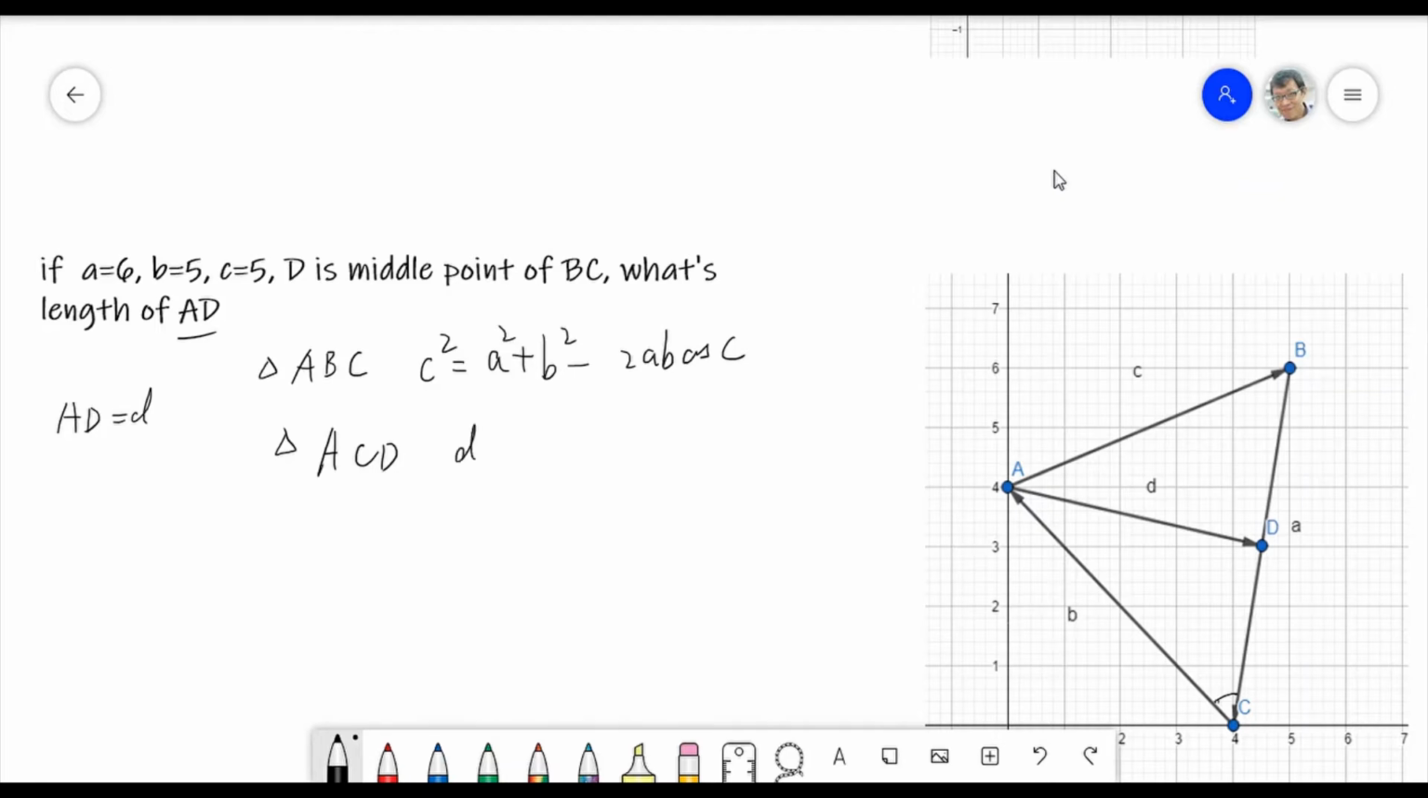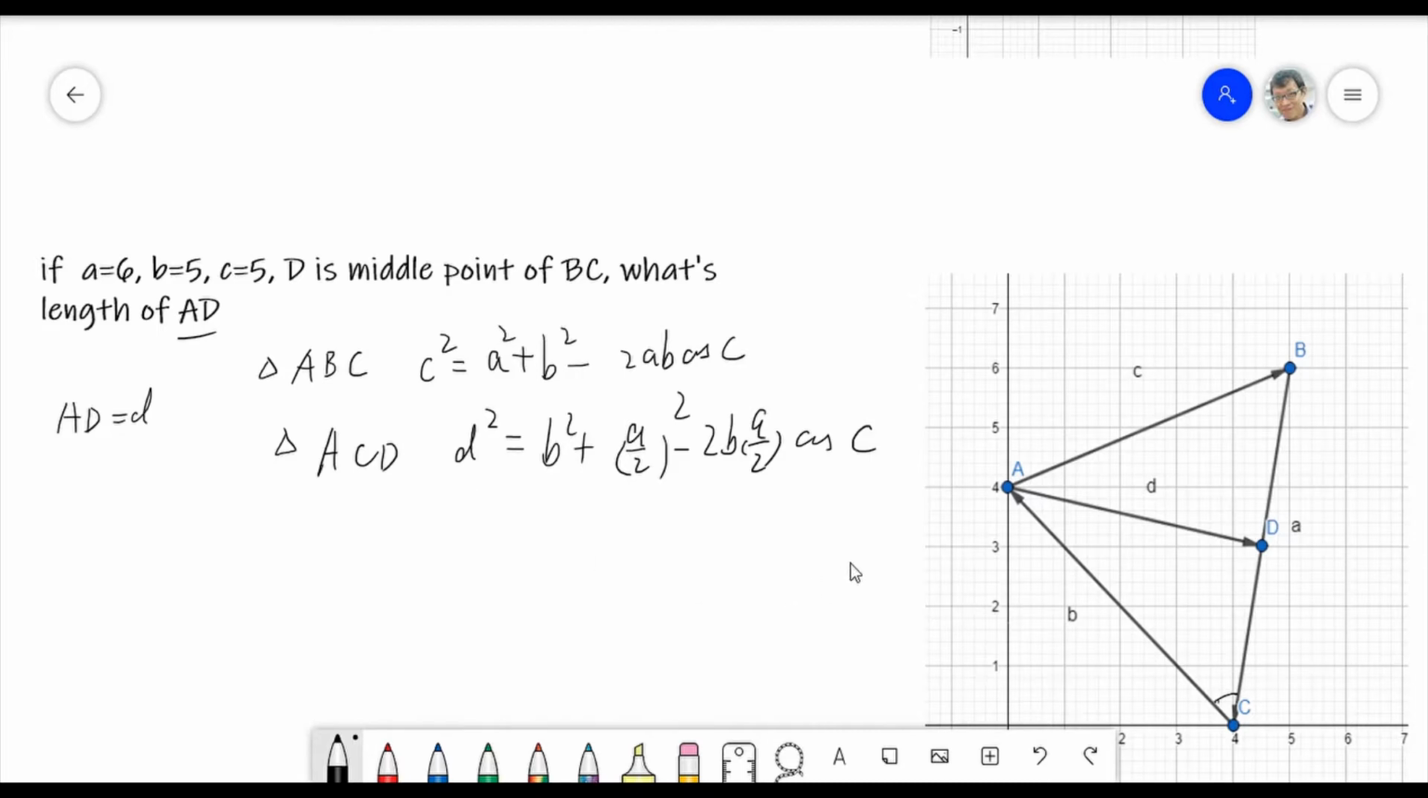So d squared. d is what we need to find, right? So we can find d and solve the question. d squared equals b squared plus half a squared, minus 2 times b times half a, and cosine C. So from the first equation we can get cosine C, and from the second equation we can get d. So we solved it.